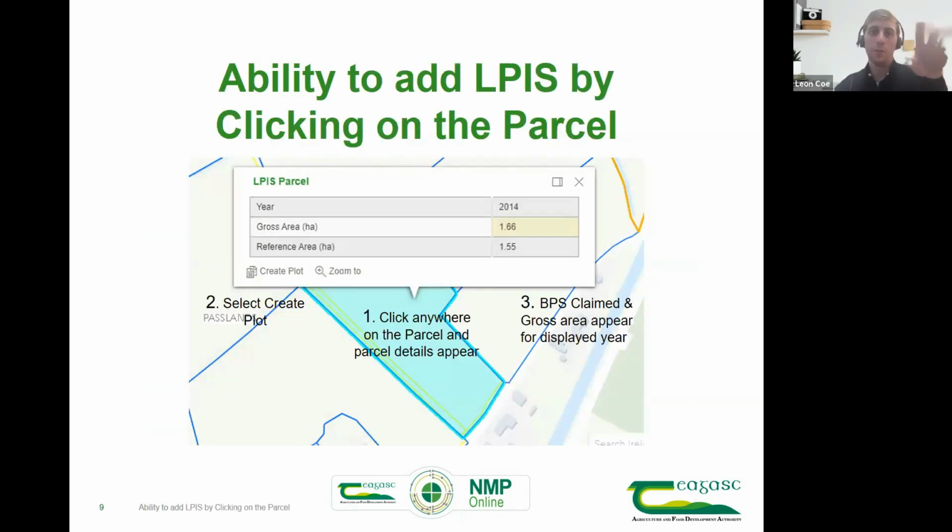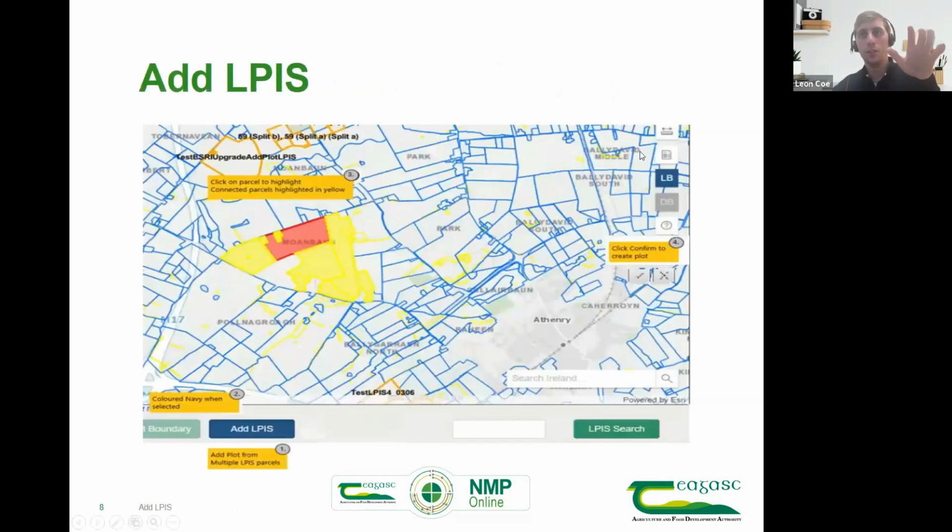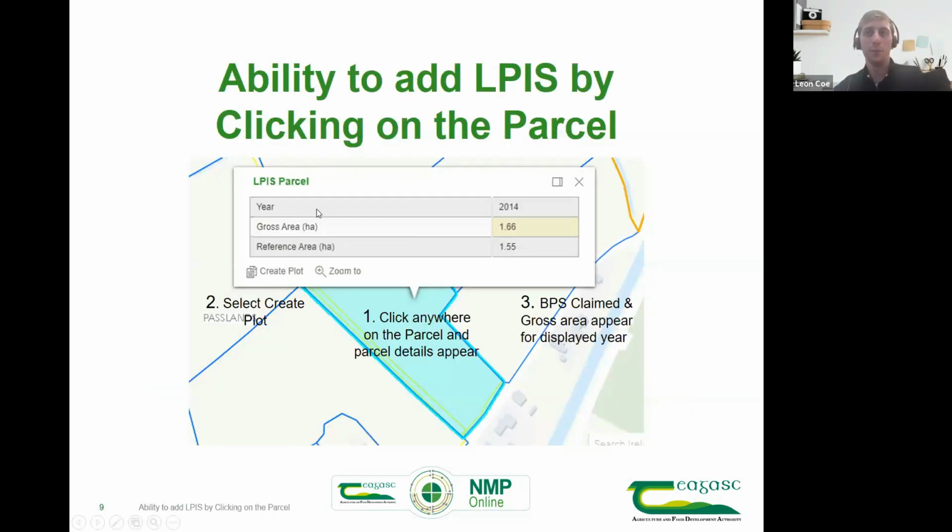There's new capability to add LPIS as well. So before it was only these two buttons. Now if I go and just click on this parcel here, this box will appear. It will give me the year of the LPIS information, the gross area that's in that field, and the reference area that's in that field. And if I want to make a plot of that field, I just go create plot. So I just click on the plot, this box appears, and I go create plot.